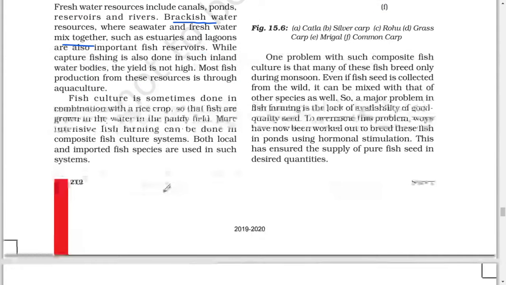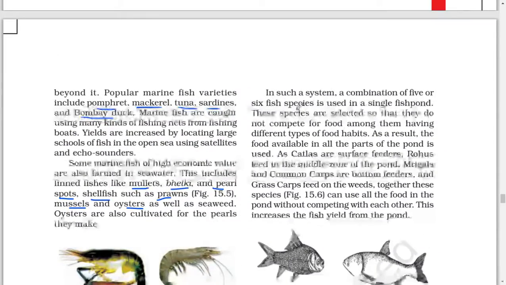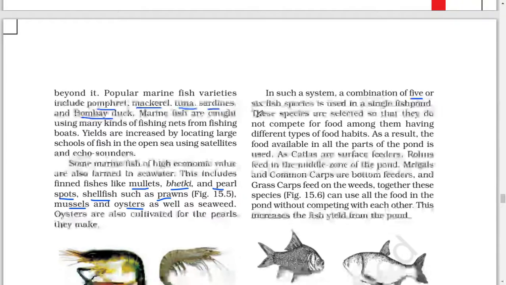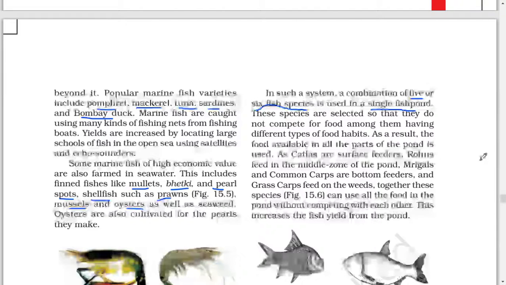Fish culture is sometimes done in combination with the rice crop so that fish are grown in the water in the paddy field. More intensive fish farming can be done in a composite fish culture system. Both local and imported fish species are used in such a system. In such a system, a combination of 5 or 6 species is used in a single fish pond. These fishes are selected so that they do not compete for food among them, having different types of food habits. As a result, the food available in all the parts of the pond is used.